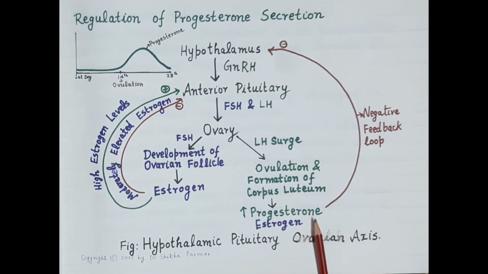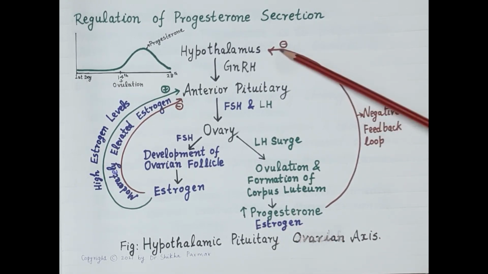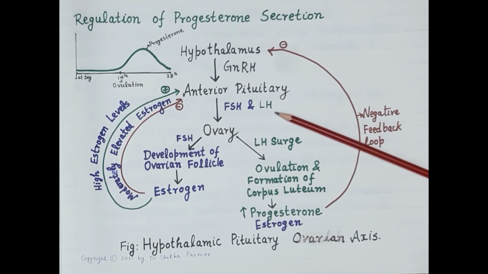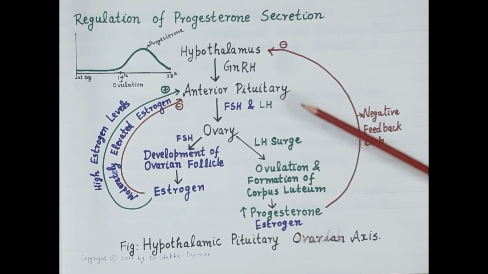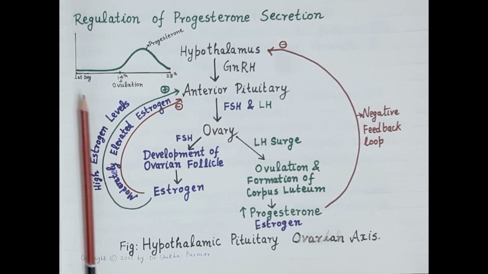Now corpus luteum produces high levels of progesterone and comparatively low levels of estrogen. Now if the released mature egg is not fertilized, this progesterone sends a negative feedback signal to the hypothalamus, which in turn inhibits the anterior pituitary and further reduces secretion of FSH and LH, and this further reduces blood levels of progesterone.